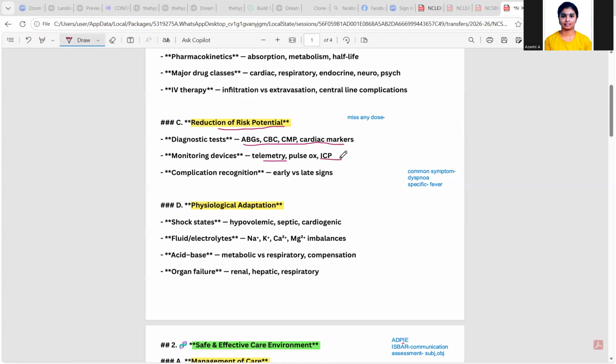And also in case of increased ICP, the client can have an electroencephalogram, which can be monitored at the bedside, so we can monitor the electrical activity happening in the brain. One more thing is Holter monitoring.